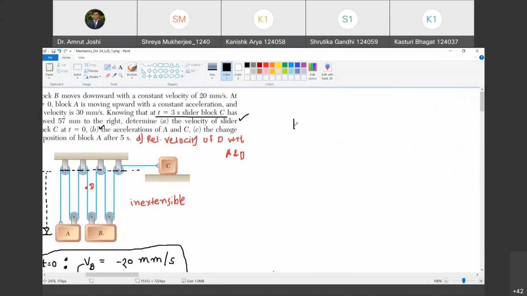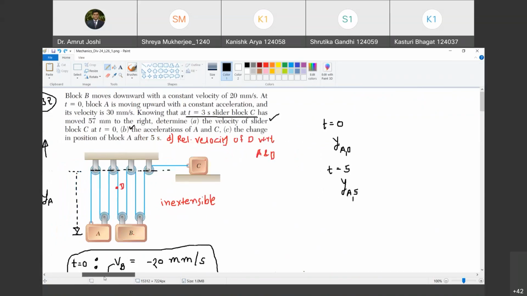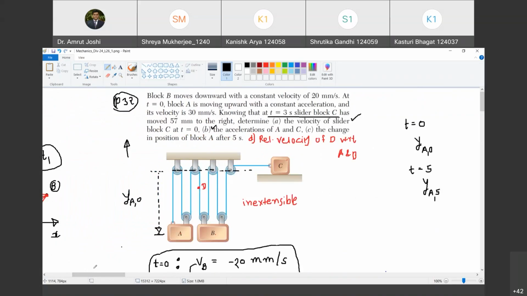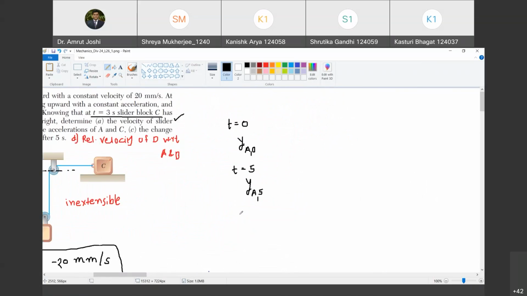Now, at time t equal to 0, I am going to write down the position of block A as ya. Do you agree with me? Yes, sir. This is the position. At time t equal to 5 seconds, let us say ya5 is its position. Are you with me? Yes, sir. Now, I'm going to call this position ya at time t equal to 0. As it is exhibiting uniformly accelerated motion, I should write s is equal to ut plus half at square. Do you agree with me?